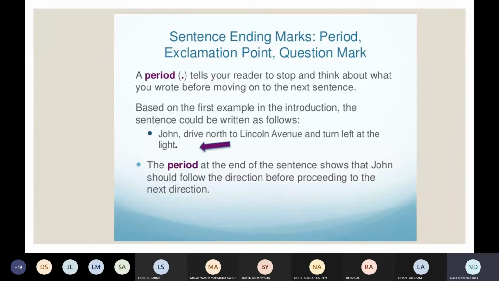Based on the first example in the introduction, the sentence could be written as follows: John, drive north to Lincoln Avenue and turn left at the light. Dot, or a period, or end mark. The period at the end of the sentence shows that John should follow the direction before proceeding to the next direction. So he has to stop before he continues. So this is a dot, the period.